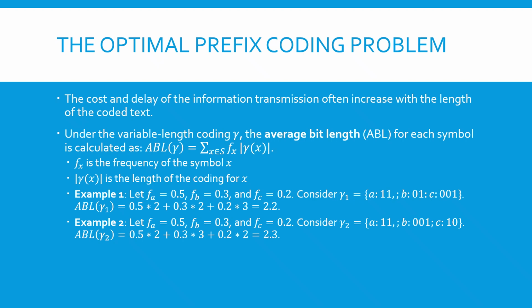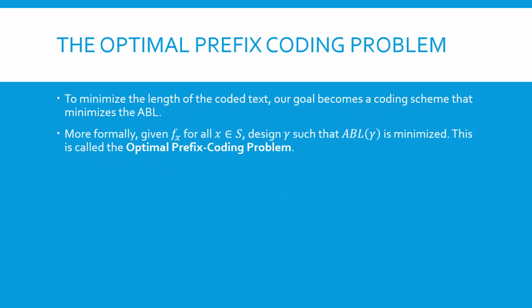Both schemes are prefix-free. Since a smaller ABL implies a shorter expected encoded length, the first coding scheme is preferred. We can now formulate the following computational problem. Given an alphabet and the frequency of each character, design a prefix-free coding scheme that minimizes the average bit length. This problem is known as the optimal prefix coding problem.